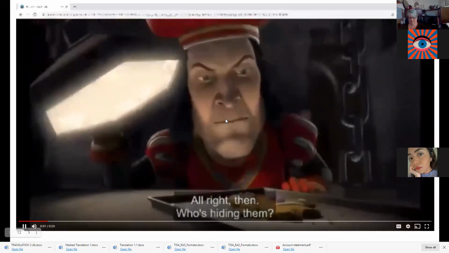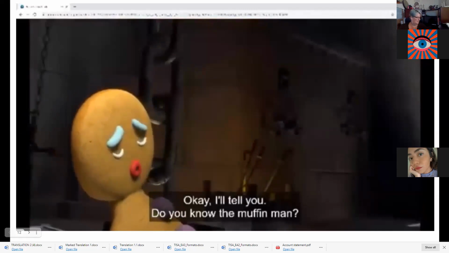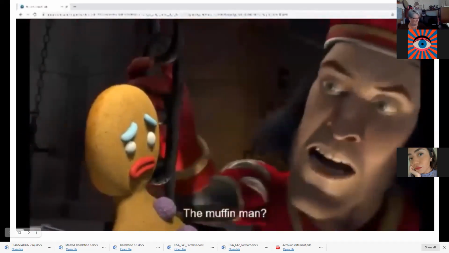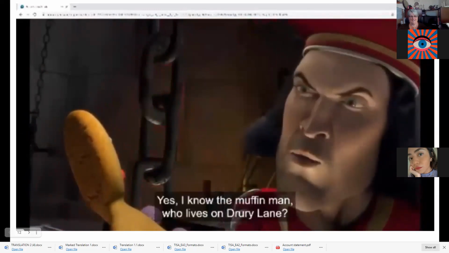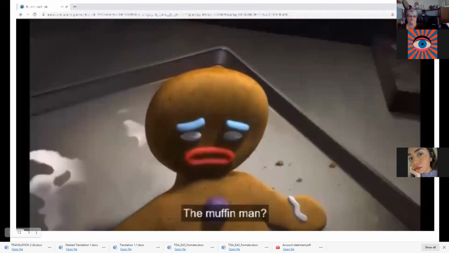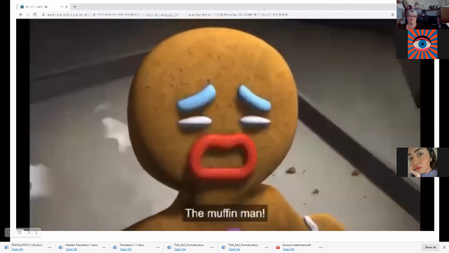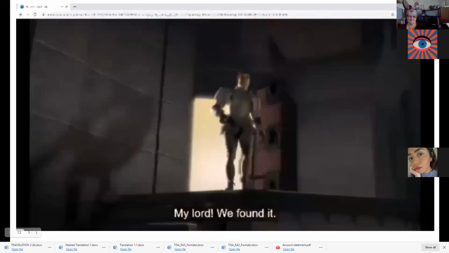Entonces cuéntame quién los oculta. De acuerdo, te lo cuento. ¿Tú conoces a Pimpón? ¿A Pimpón? Sí, Pimpón. Sí, es un muñeco muy guapo y de cartón. Sí, se lava su carita con agua y con jabón. ¿Con agua y con jabón? Sí, se lava la carita. Se lava la carita con agua y con jabón. Milord, lo encontramos.